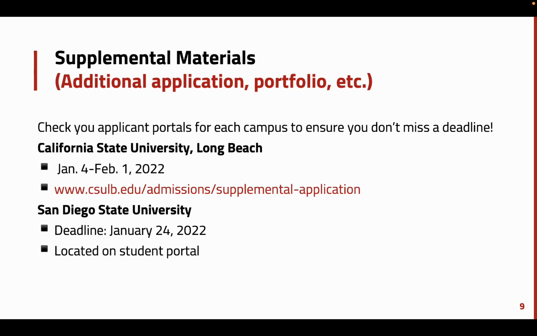Cal State Long Beach. For San Diego State University, they also have a supplemental application. The deadline is January 24th, and you get to this through your student portal. So you would need to log into your student portal first. It's not posted on any kind of open website. So you follow the step-by-step instructions on how to activate your student portal, and you will find the supplemental application.